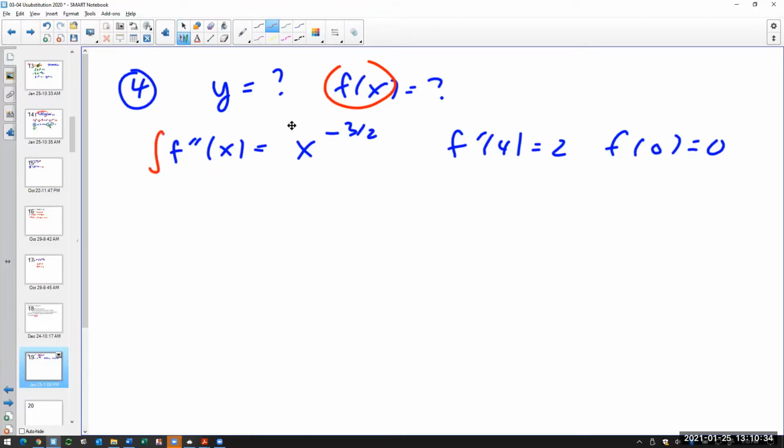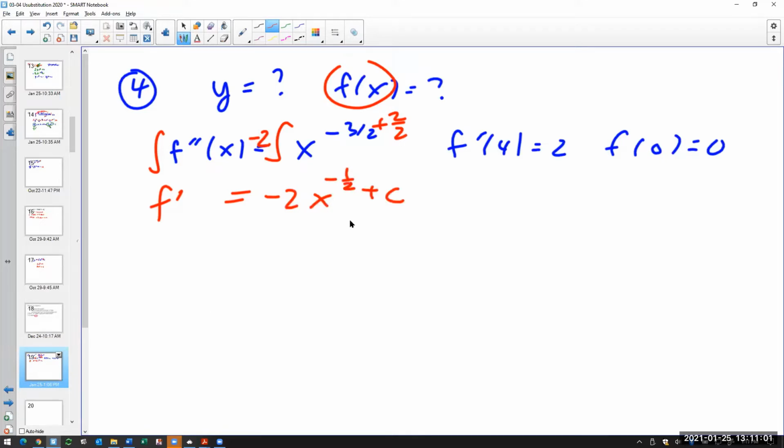And what is the antiderivative of f double prime? F prime plus c, right? But I'm going to move the plus c to this right side. Over here I'm going to add 1. That means add 2 over 2. What is negative 3/2 plus 2 over 2? Negative 1/2. But when you divide by negative 1/2, you're going to multiply by what? Negative 2. So this will be negative 2 x to the negative 1/2 plus Charlie.